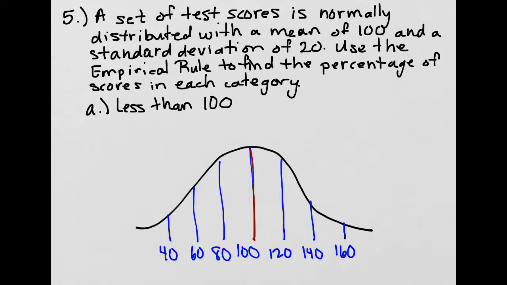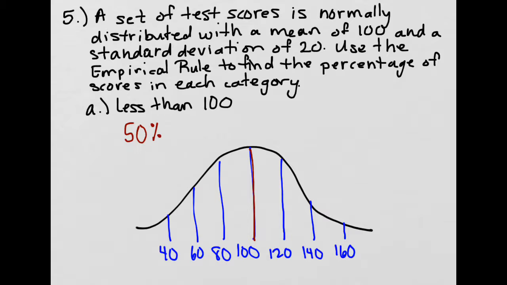So we want to know the percent of people that score less than 100. So if you look at the graph, this is split right in half at 100. So the percentage of people that will lie within this region is 50%.